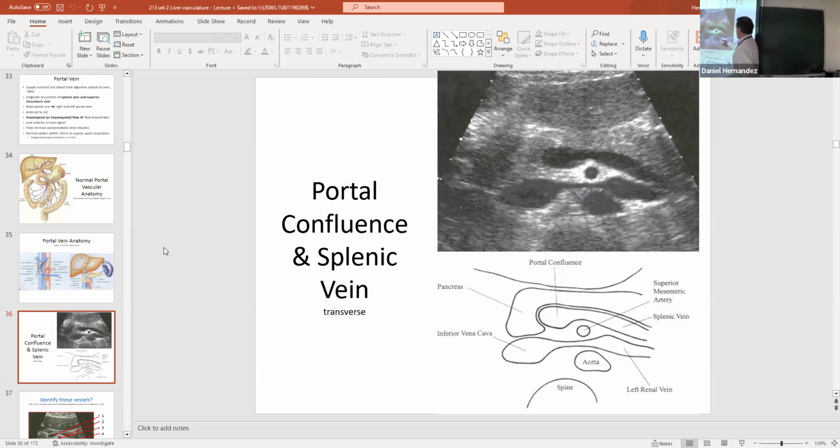So good tip, just look at your aorta and IVC. Are they circles or are they elongated? And you know you're in a sagittal orientation.